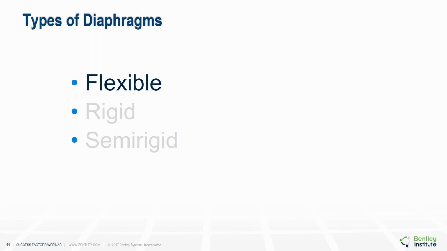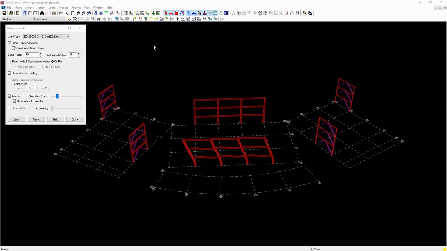The flexible diaphragm means analytically that there is no diaphragm. In reality, it's so flexible compared to the frames that it has no influence on those frames. Each frame deflects completely independently. The diaphragm doesn't tie them together in any way.